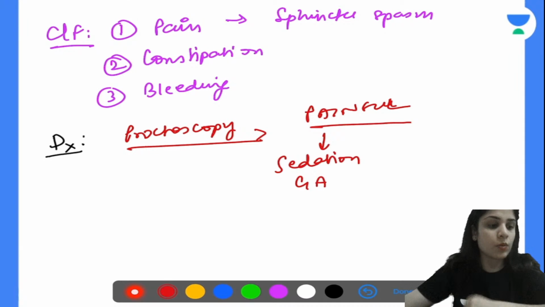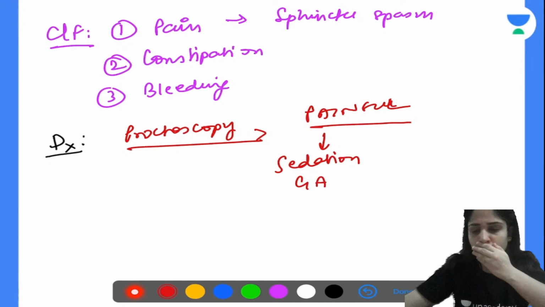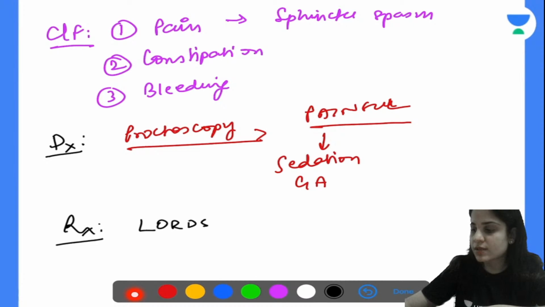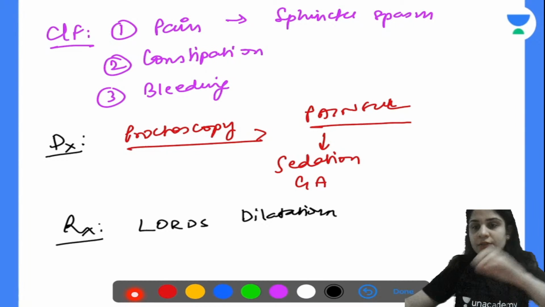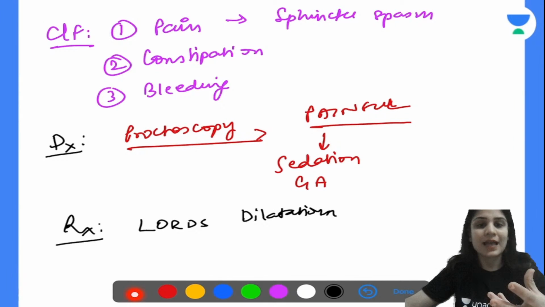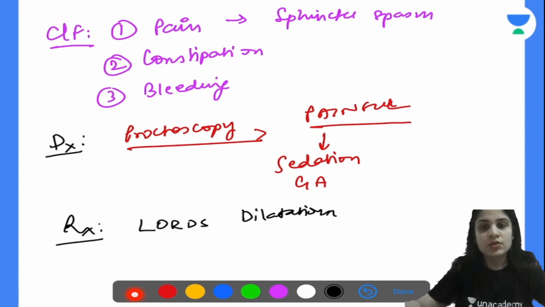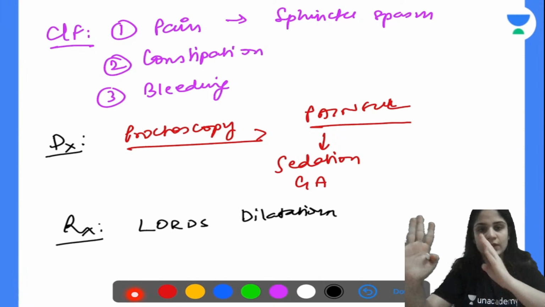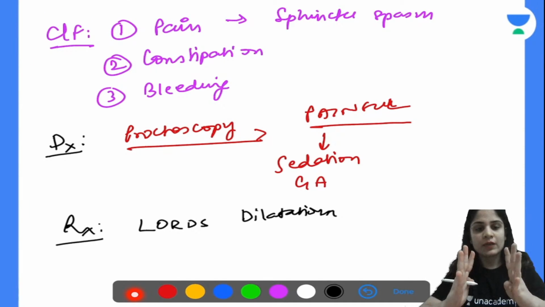Okay, now what is the treatment in case of fissure in ano? We do something called Lord's dilatation. You have to make sure that you dilate the area so that the stool passes normally from it, and you have to relax the sphincter also. Using 4 fingers of each hand, 4 fingers on one side and 4 fingers on the other side, you will insert them.